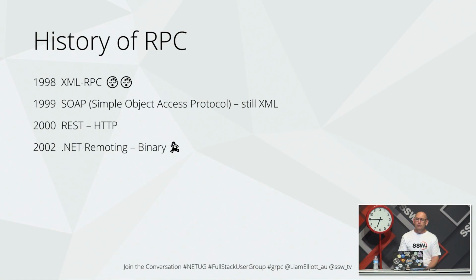In 2002, Microsoft released remoting, binary transfers, so we get a bit more speed involved, and we're making progress. 2005, there's the introduction of JSON-RPC. Obviously, JSON's more efficient than XML, so we do get a bit of a speed increase. And 2006, Microsoft introduced the Windows Communication Foundation, leveraging the SOAP protocol.